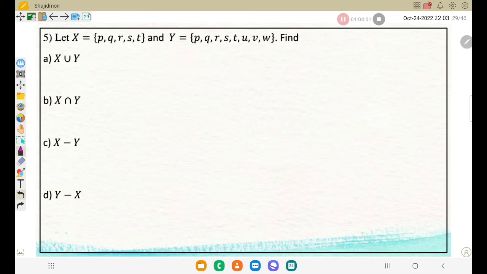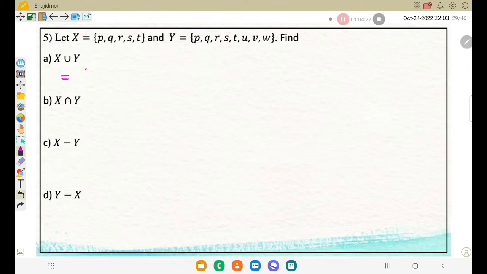Question number 5. X equal to set {P, Q, R, S, T} and Y equal to {P, Q, R, S, T, U, V, W}. Find X union Y, X intersection Y, X minus Y, Y minus X. Okay, so we will go one by one. First X union Y.